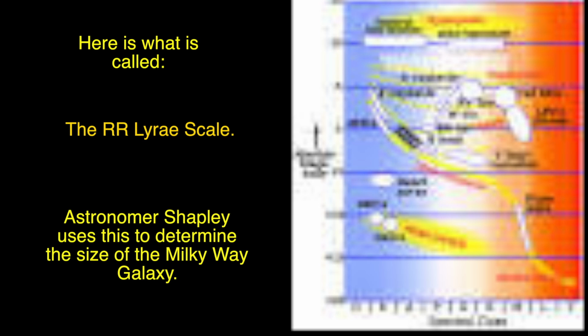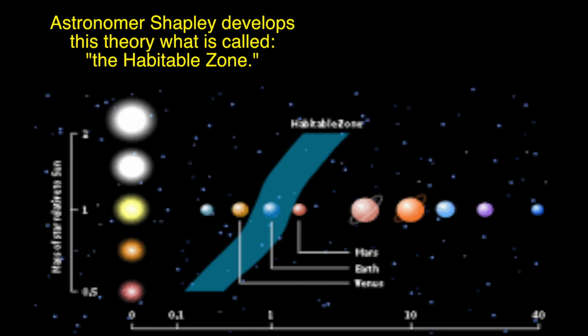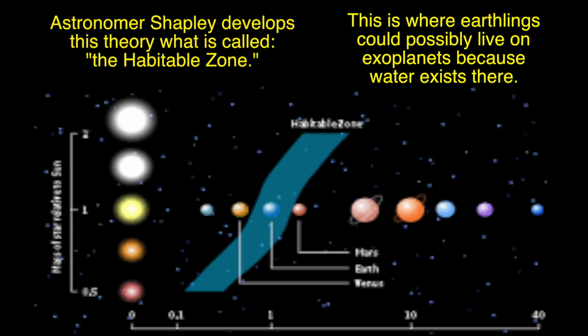Here's what is called the RR Lyrae scale. Astronomer Shapley used this to determine the size of the Milky Way galaxy. Astronomer Shapley developed the theory of what is called the habitable zone. This is where Earthlings could possibly live on exoplanets because water exists there.